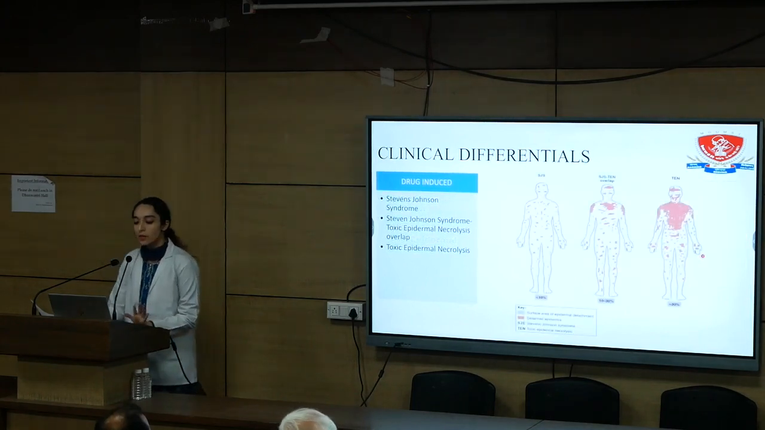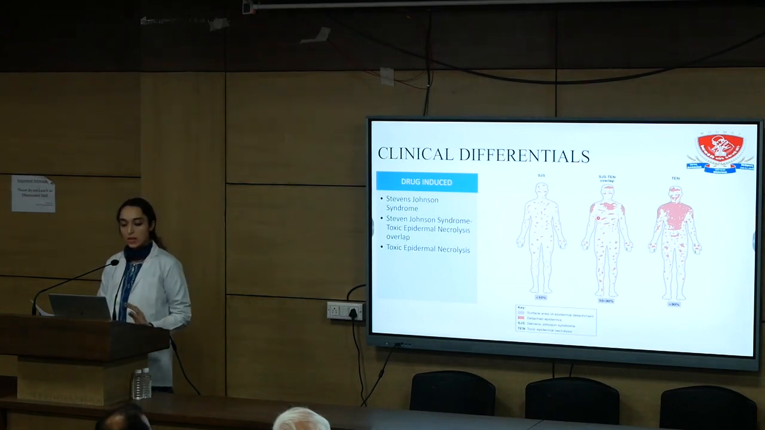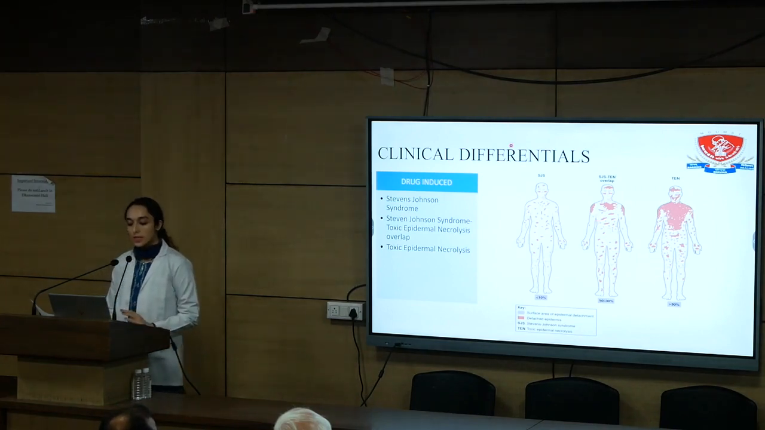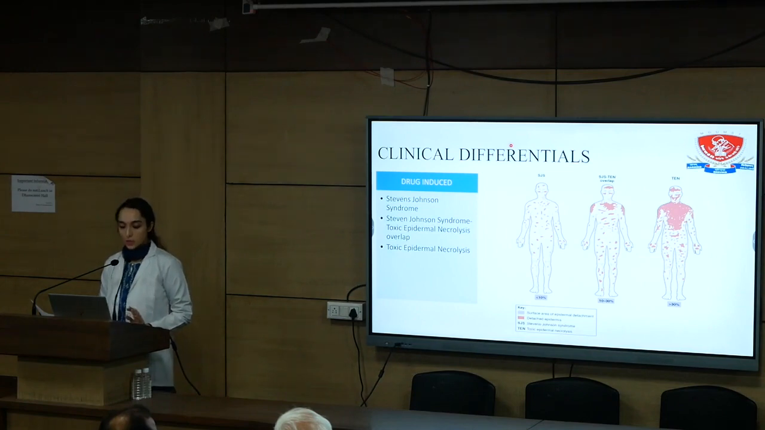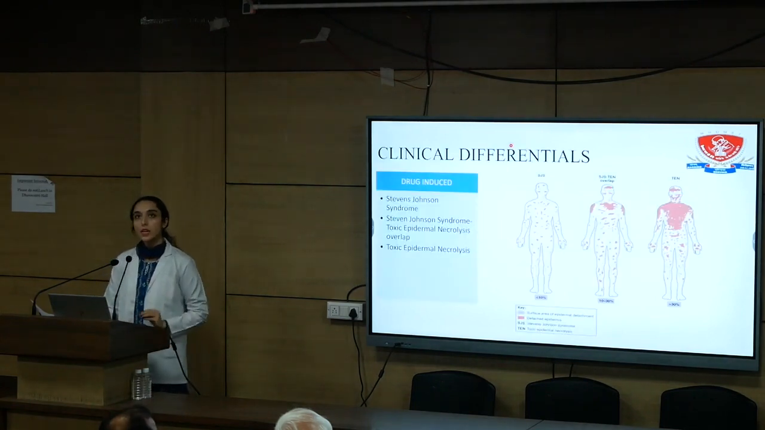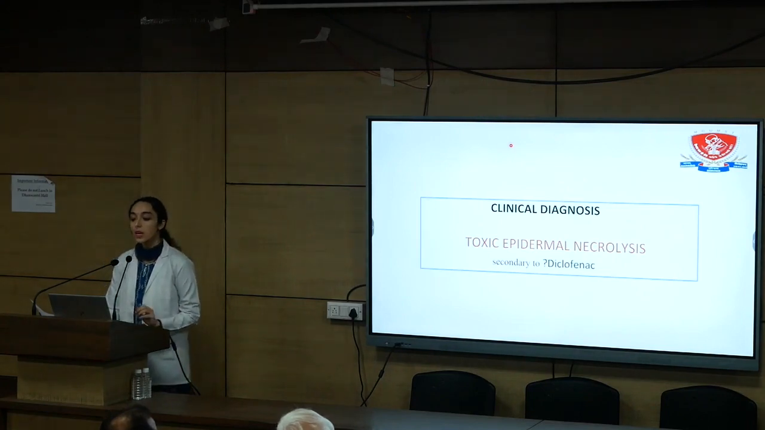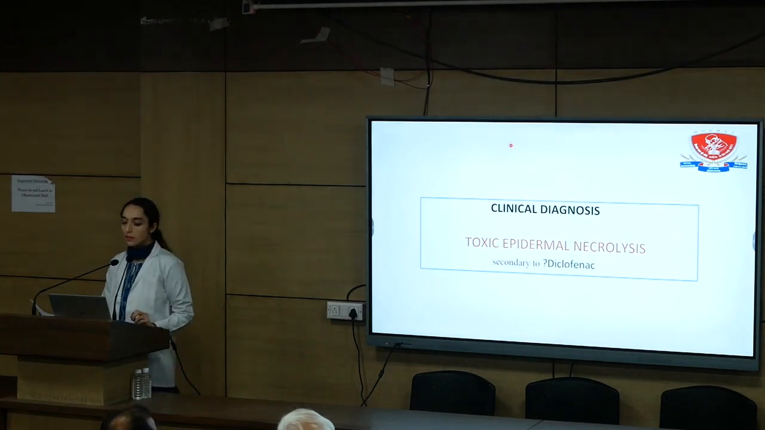So now we are left with these three differentials of the same spectrum. These are the continuum of the same disease, namely the Stevens-Johnson syndrome, SJS-TEN overlap and the toxic epidermal necrolysis. The only difference between these three is the epidermal detachment. In SJS it is less than 10%, 10 to 30% epidermal detachment is seen in SJS-TEN overlap, and in TEN it is more than 30%. Now in our case, because more than 90% of the body surface area was involved, the clinical diagnosis becomes toxic epidermal necrolysis secondary to diclofenac.